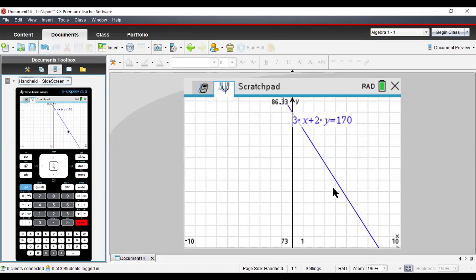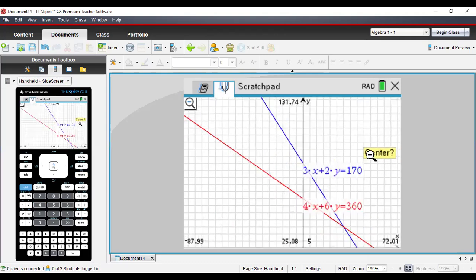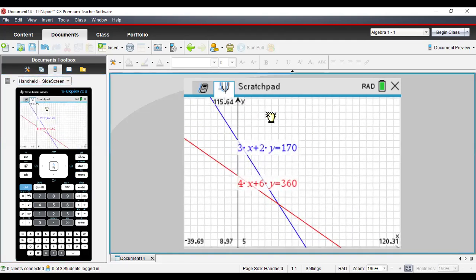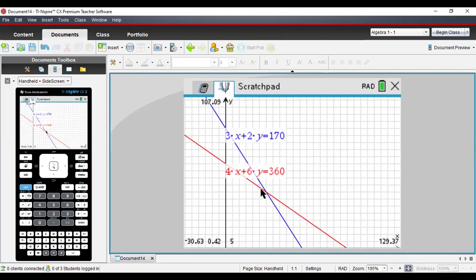Boom. Again, I don't see that one. So what I'm going to do is just zoom out. If I do menu 44, I'm just going to keep zooming out until I see these guys. And there they are. Now watch what I do. I like to center this, so I'm just going to grab the graph paper and move it over. So here we go. Now this right here is my intersection.